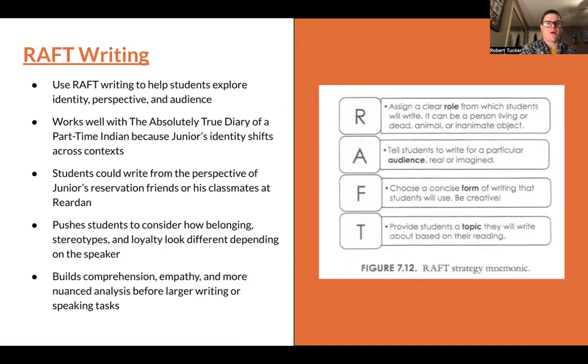I think it would be super powerful to have students write from the role of Junior's reservation classmates and friends like Rowdy, or his Reardon classmates and friends, and then unpack and define Junior's experience. So putting on those completely different hats, I think will help students go a little bit deeper in their thinking and understanding of these complex themes like belonging and stereotypes and assimilation.